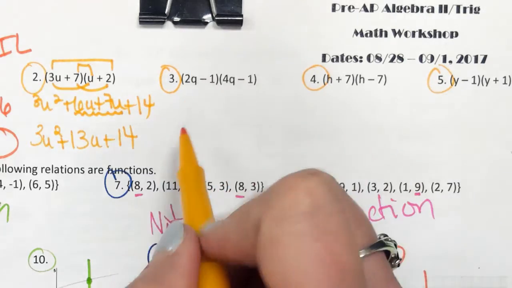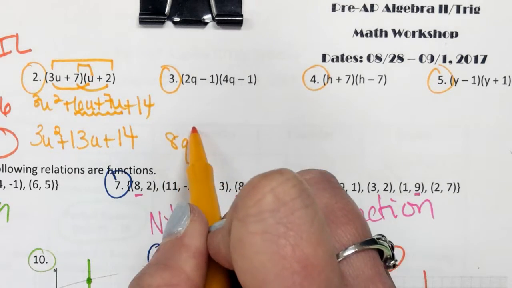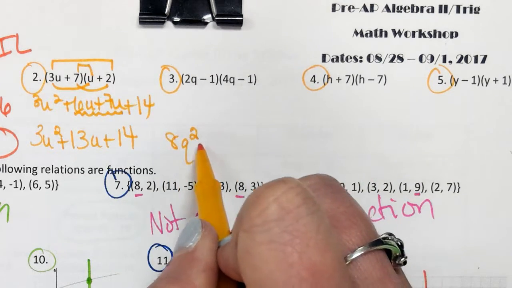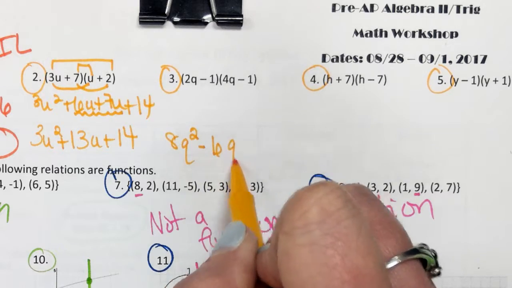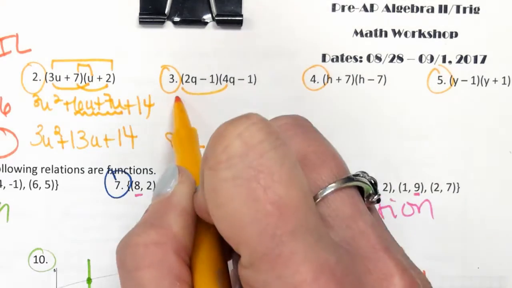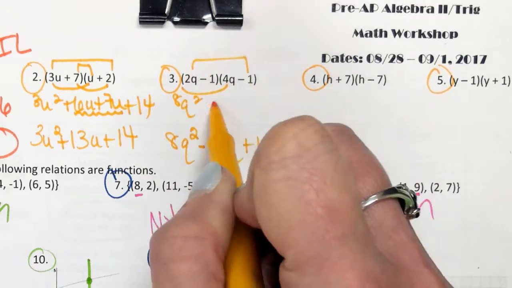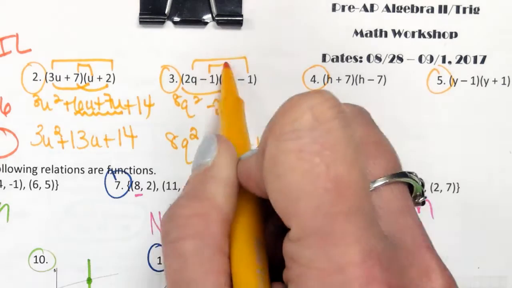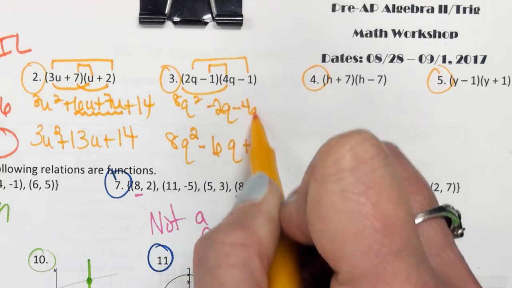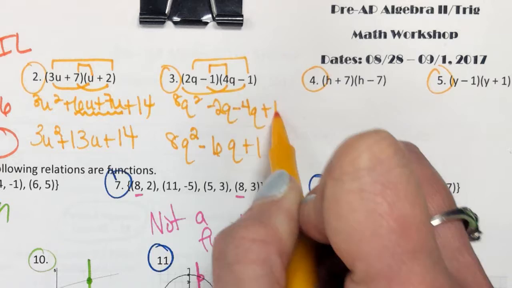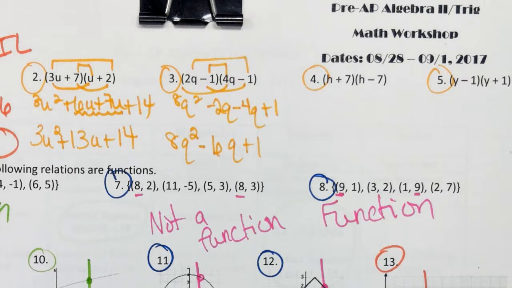What about number 3? What'd you get? 8q squared minus 6u plus 1. There you go. 8q squared minus 2. I'm only doing this because I saw about 3 of us that were struggling a little bit. So here we go. Y'all okay? All right. Now 4 and 5.